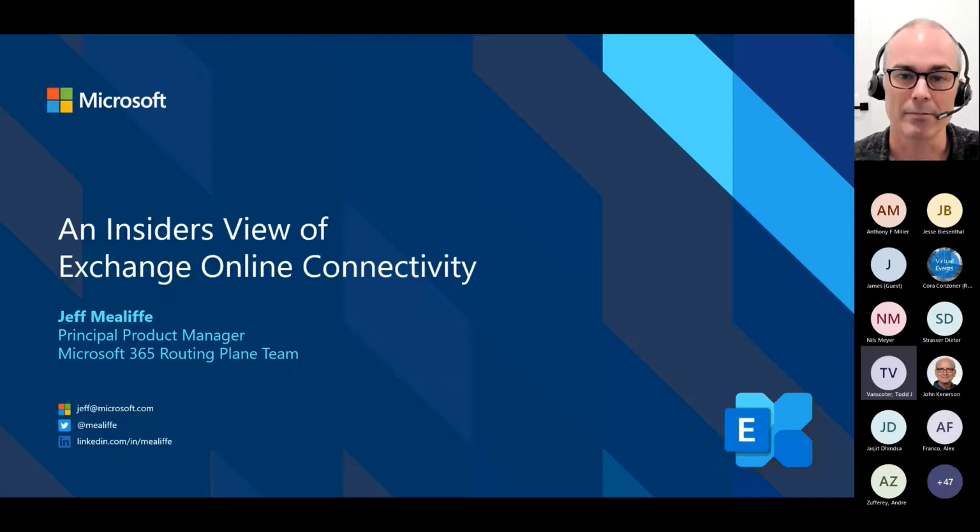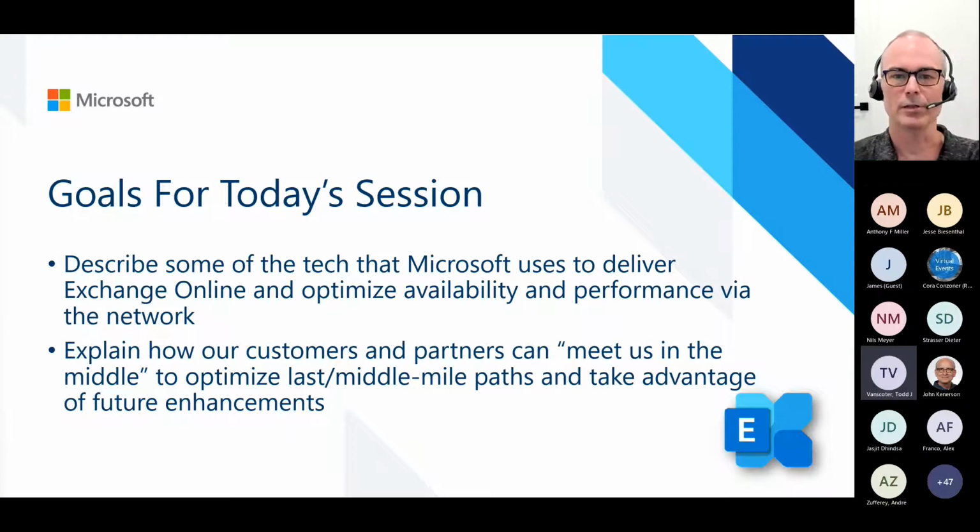So today we're talking about an insider's view of Exchange Online connectivity. I've been with this team for a number of years, and I'd like to think of myself as an insider in this space. I'd like to spend some time going through some fairly cool tech that we've built to deliver Exchange Online at significant scale, and I'll give you an example of that scale in a moment when I talk through some of the numbers we use primarily to focus on availability and performance. Those are the two things we're most concerned with when we think about innovating in this technology space.